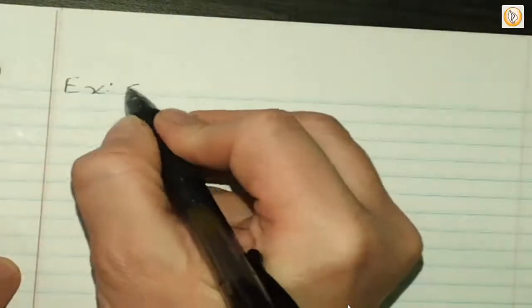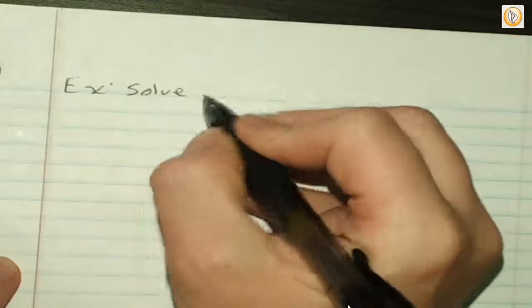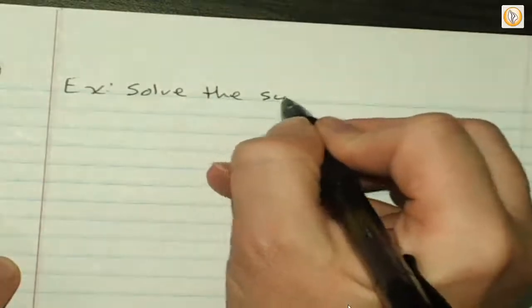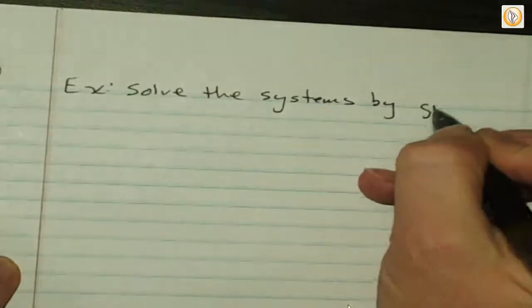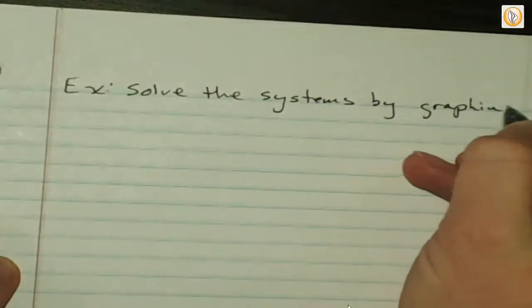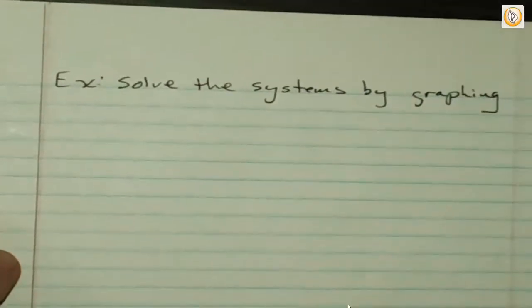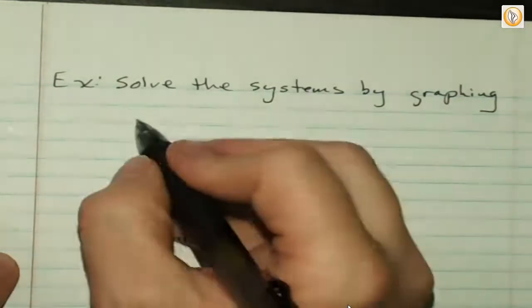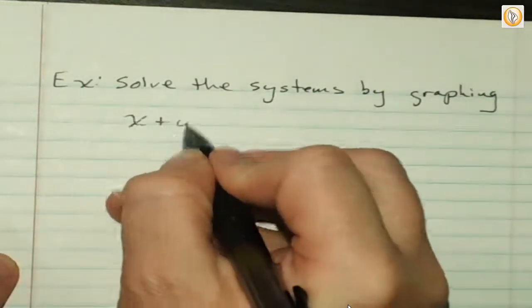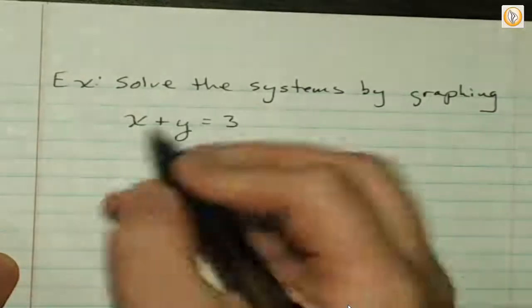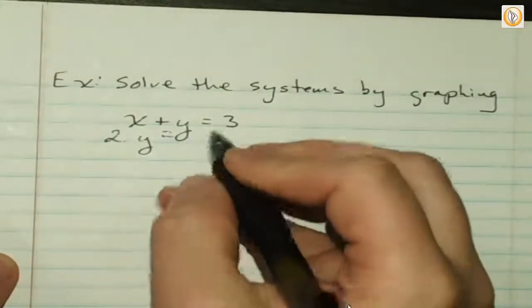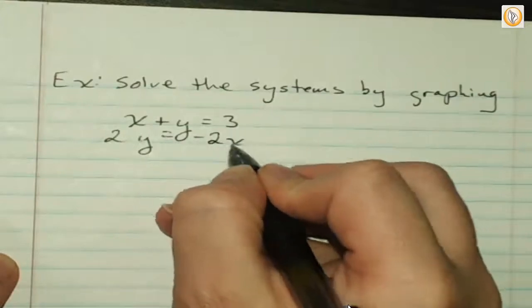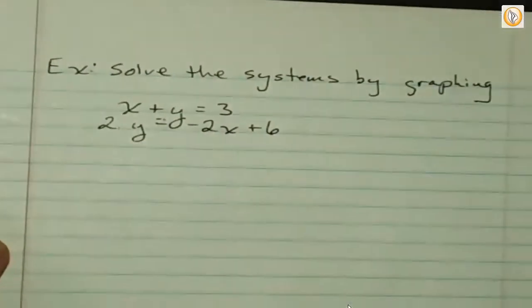Let's do another one. That was example 1. Solve the systems by graphing. All right, your equations are x plus y equals 3 and 2y equals negative 2x plus 6.